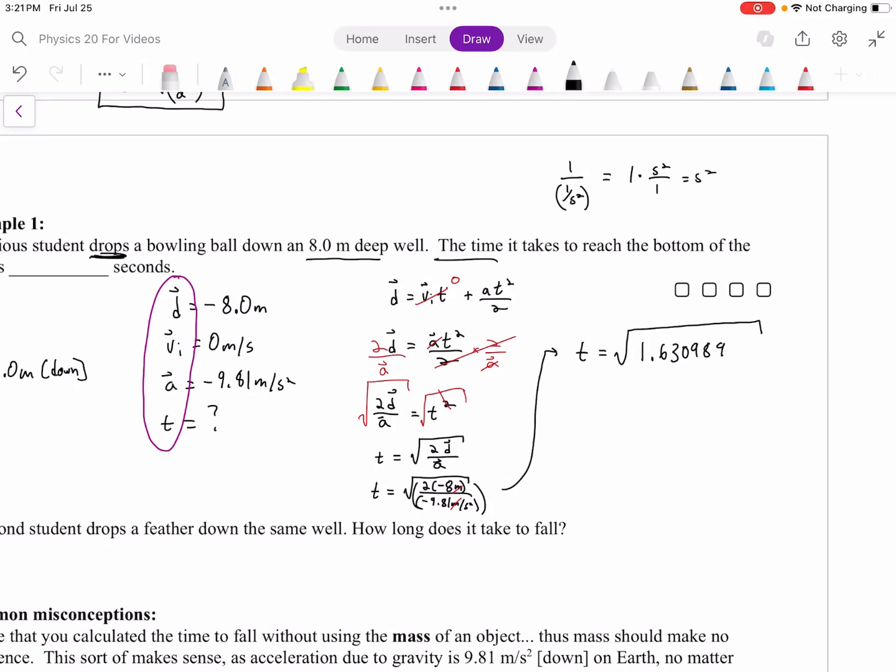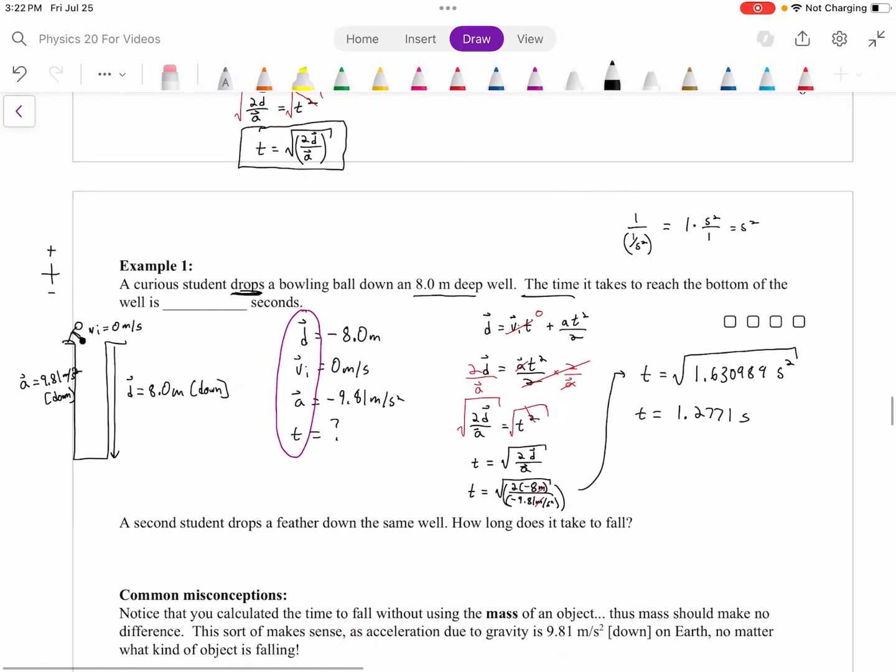So that's a good sign because look, right now, my units inside the square root are seconds squared, and I'm about to take the square root. So I'm going to be left with seconds, which is the unit of time. So all these nice little ways we can check our work as we go. So now taking the square root of that number, I got 1.2771 seconds. Okay, almost done.